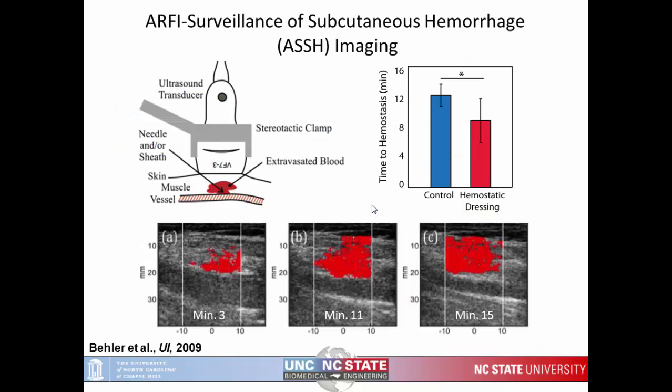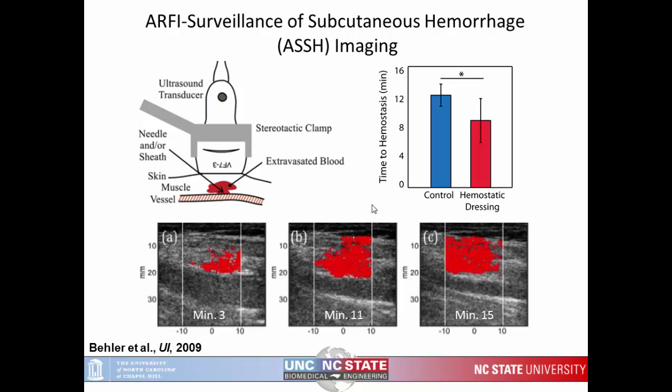catheter is removed. So to address this need, our lab has developed this technique that we call ARFI-Surveillance of subcutaneous hemorrhage, or ASH. The picture on the left here shows our typical ASH setup. We have our ultrasound transducer positioned above the point of catheter insertion and removal, and essentially we perform ARFI imaging after the catheter is removed.